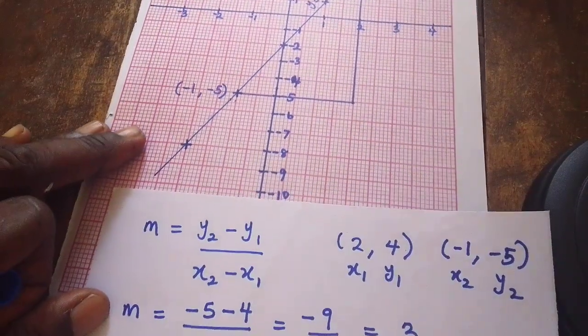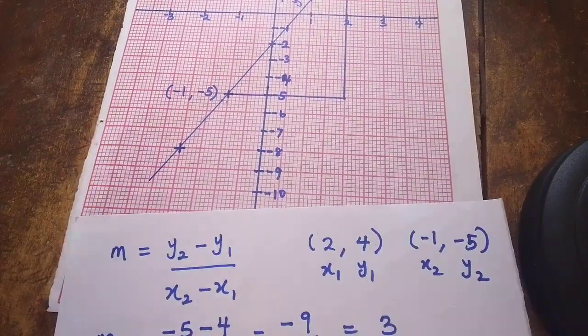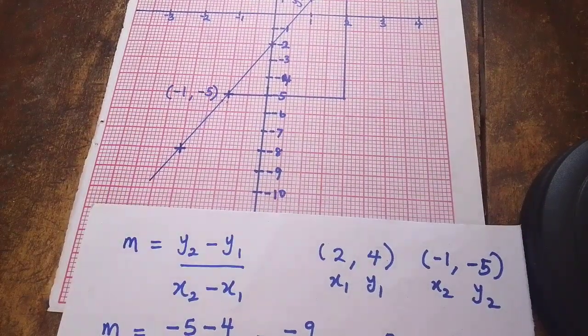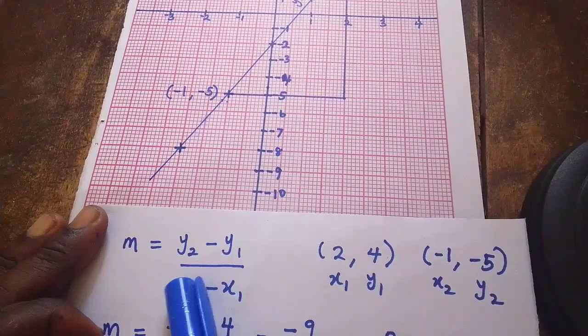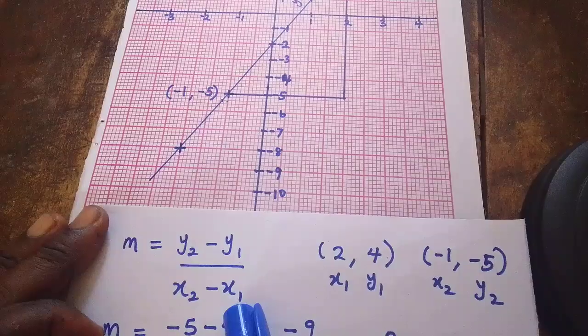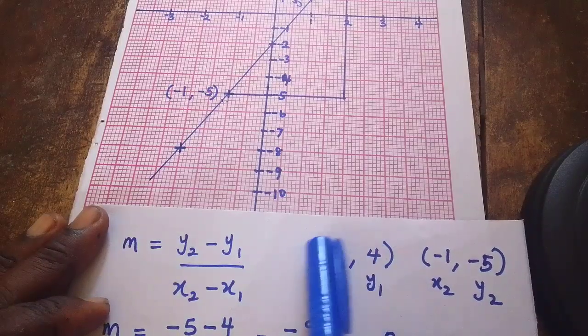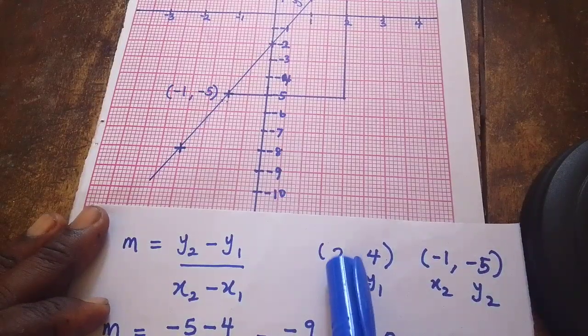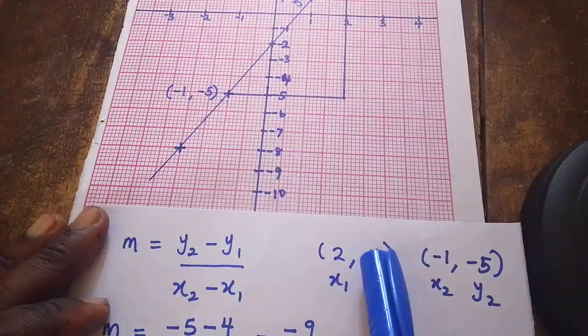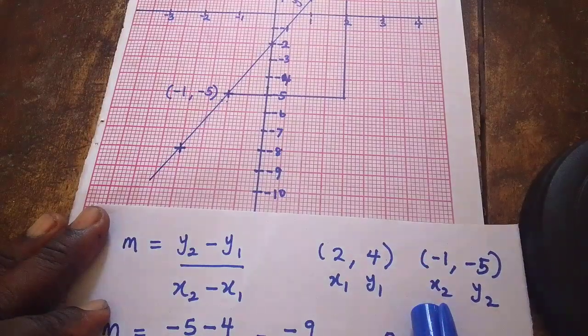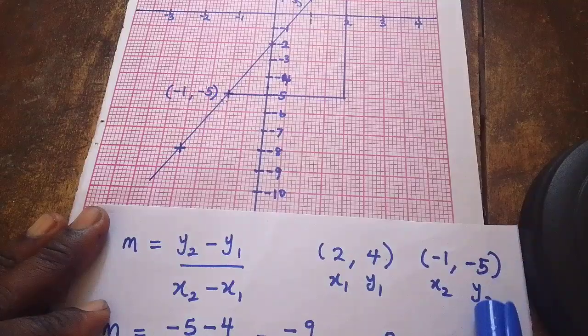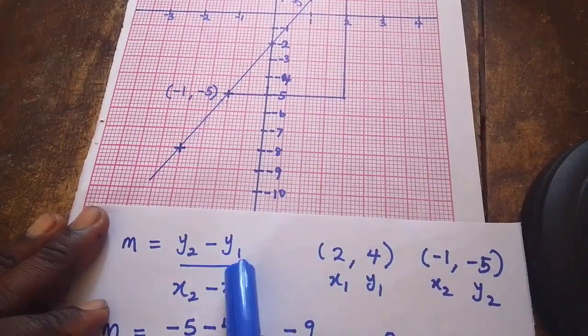I will now substitute into the formula for the gradient. The formula says that m equals y2 minus y1 over x2 minus x1. This is the first coordinate, this is the second coordinate. So 2 is my x1, 4 is my y1, minus 1 is my x2, and minus 5 is my y2.